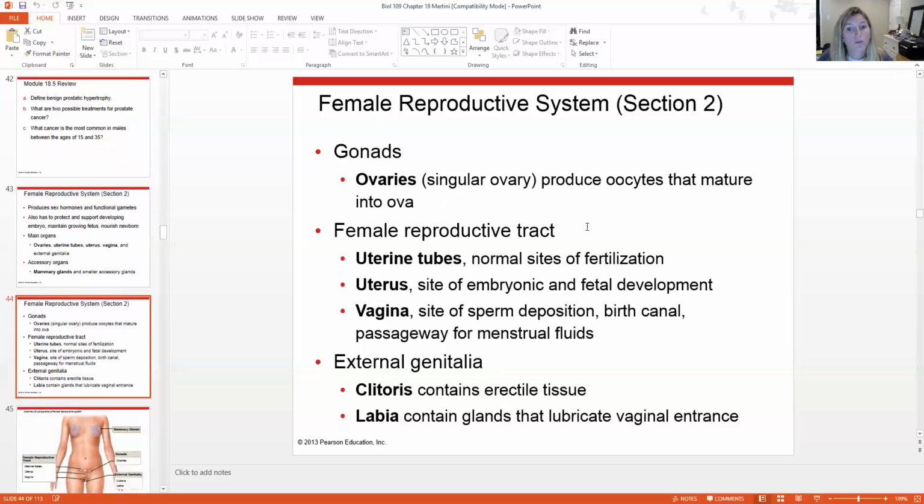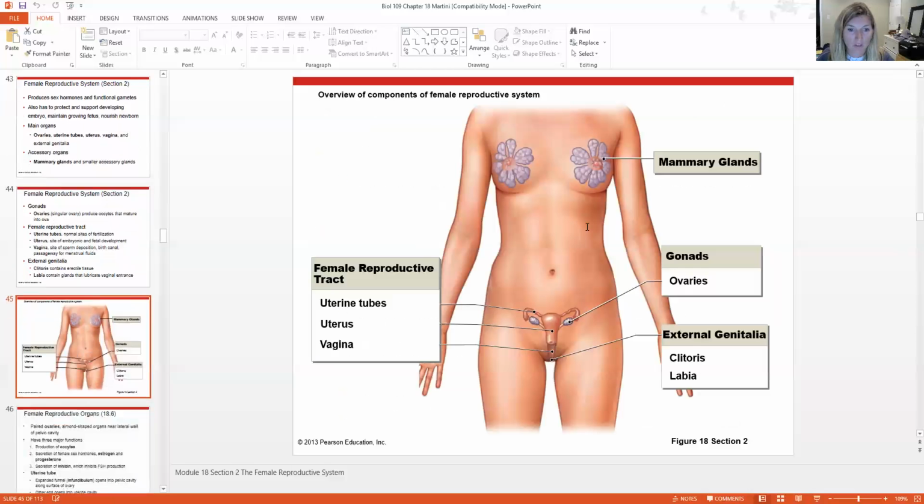The gonads include the ovaries, or singular ovary, which produces the oocytes that mature into the ova, which are the egg cells. The female reproductive tract has uterine tubes, a uterus, a vagina. The uterine tubes are where fertilization will occur. The uterus is where the embryo and fetus will develop, and the vagina is the passageway for the birth canal, as well as menstrual fluids and sperm deposition. The external genitalia involves the clitoris, as well as the labia, which are the external lips lubricating and guarding the vaginal entrance. So mammary glands, ovaries, uterine tube, uterus, and then vagina.